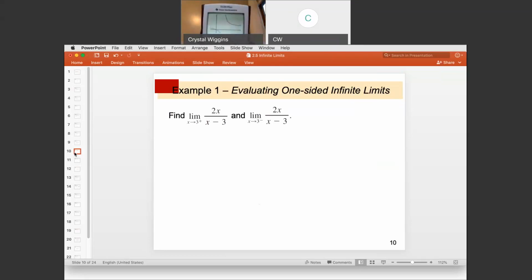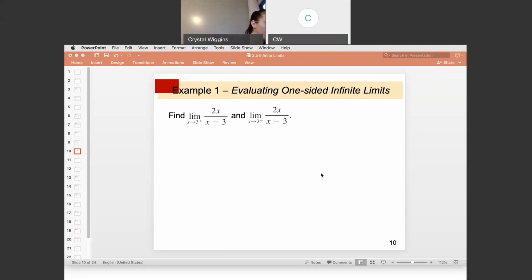Okay, so here's the graph that I'm looking at. Let me draw for you exactly what is happening at 3. So we are looking at this graph. If you graphed it in your calculator, you should be able to see this. But the function coming from the left approaching 3 is dipping down.